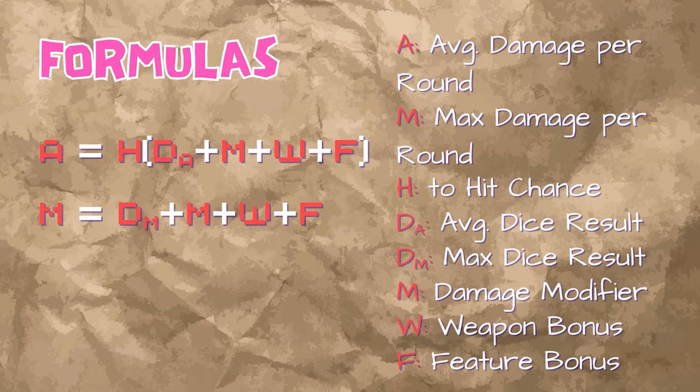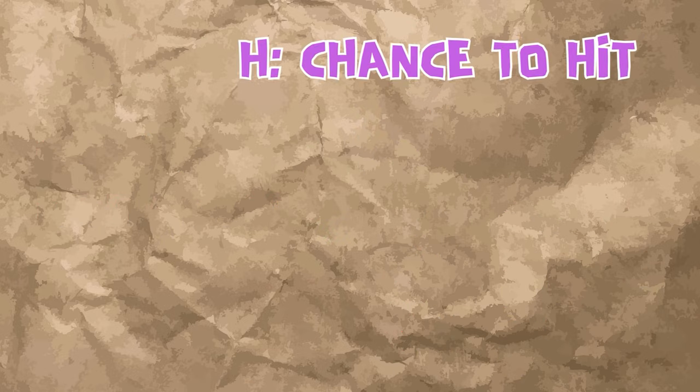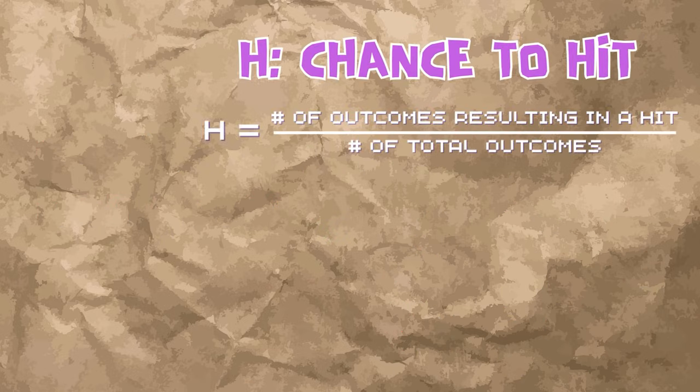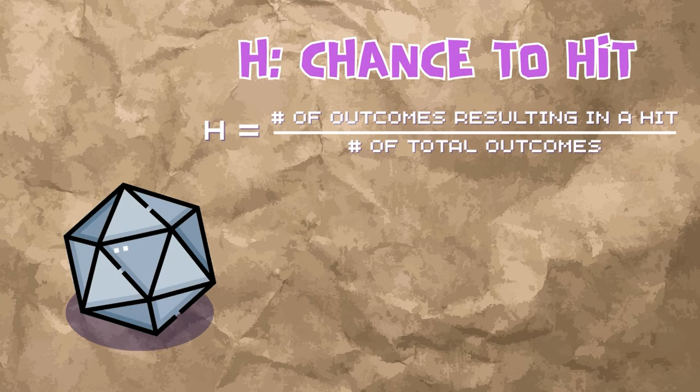Explaining what these formulas mean real quickly, H will be our chance to hit. To find that, you just take the number of outcomes that are a successful hit and divide that by the total number of outcomes, i.e. 20 for a 20-sided dice.